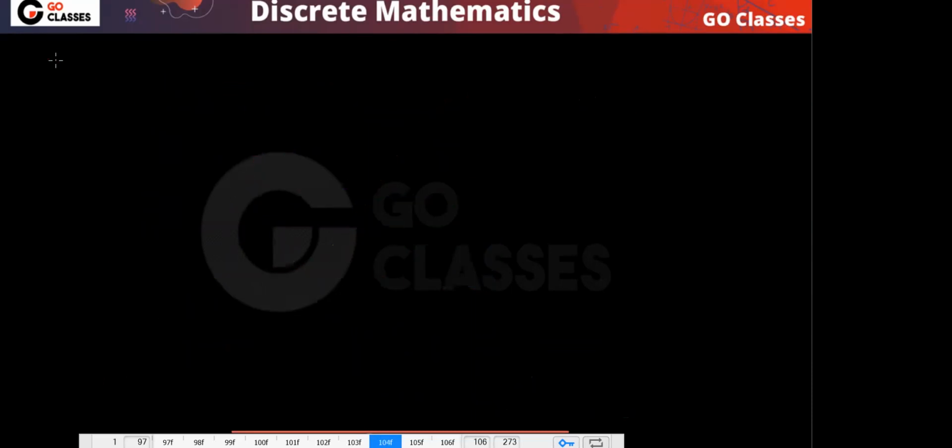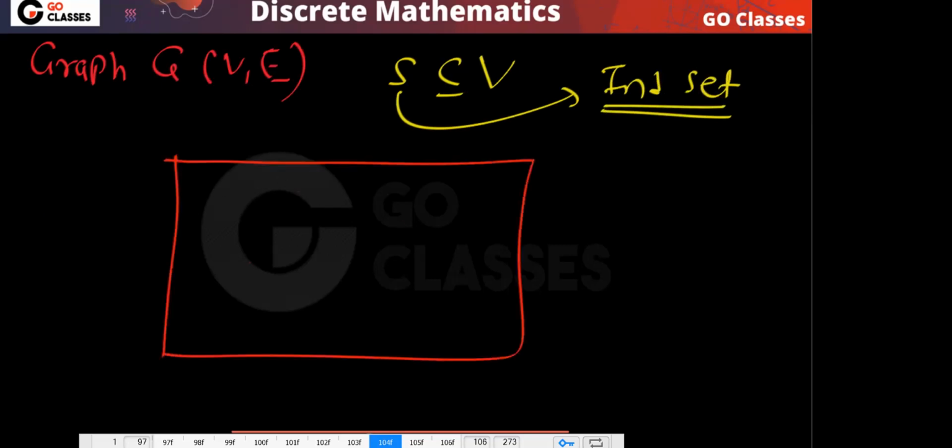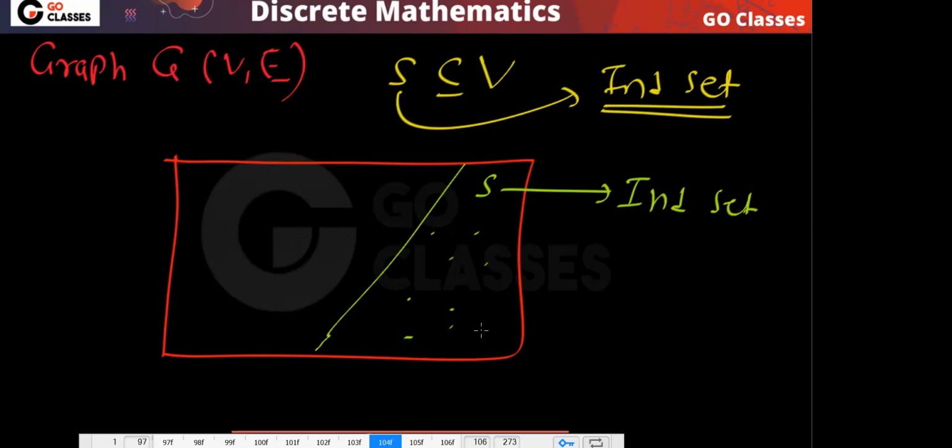If this is an independent set, again you have a graph G equals (V, E). Let us assume this S is an independent set. These vertices are the independent set, and these vertices are V minus S.